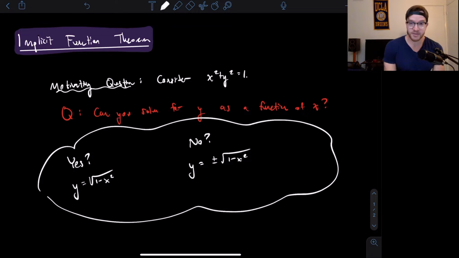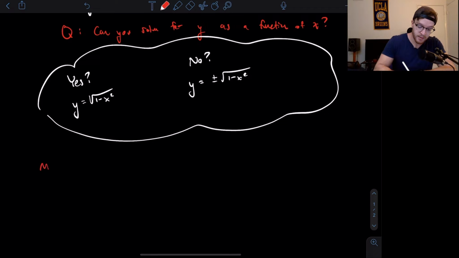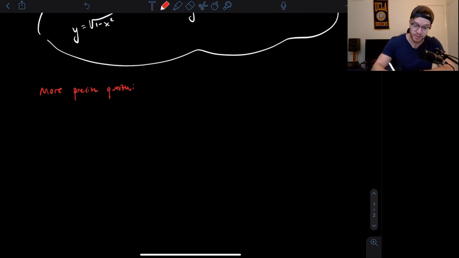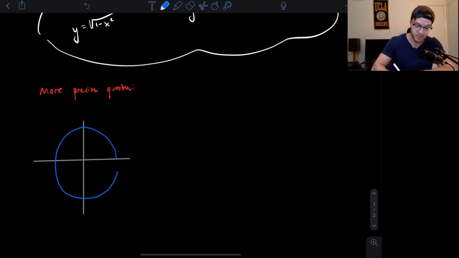The real answer is that this question wasn't very good. The real answer is I need to do a better job of asking this question. So let me try again. Okay, so the more precise question is as follows. Fix a point on the circle. Let me draw a picture to accompany this. So we have x and y, and then we have this equation x squared plus y squared, which cuts out some circle, radius 1.